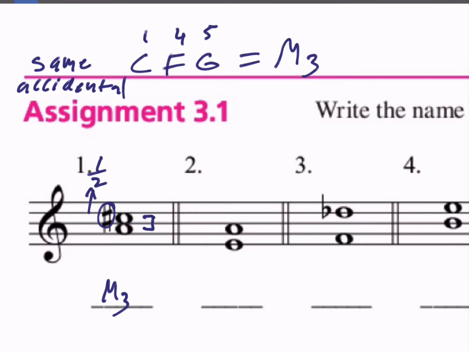For fourths, we know that all fourths and fifths are perfect, except the ones that have B and F, if they contain both B and F. Okay, so these have to have the same accidentals too.